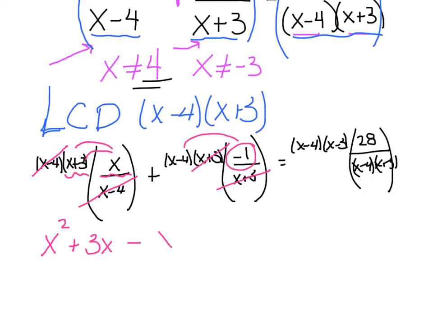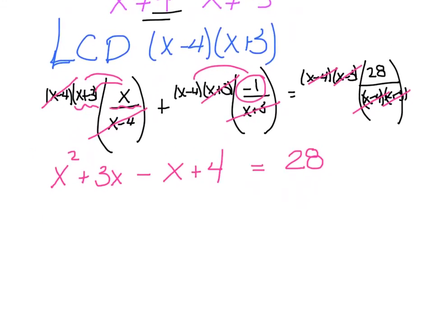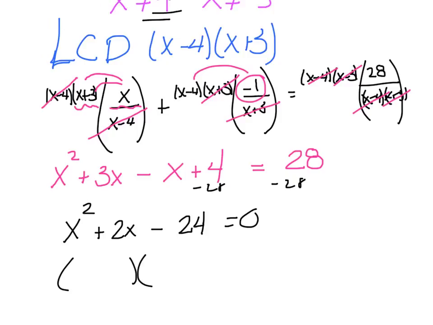So I'm going to get a minus x plus 4 equals, and I love when I get to clear both the x minus 4s and the x plus 3, so I get equals 28. Alright, let's set one side equal to 0. So I've got x squared, 3x minus x is a plus 2x, and if I bring that 28 over, I get a negative 24 equals 0.